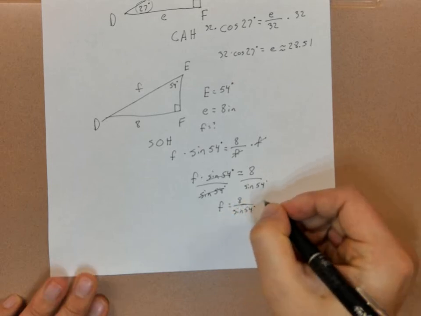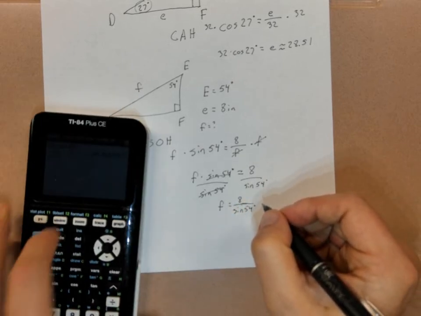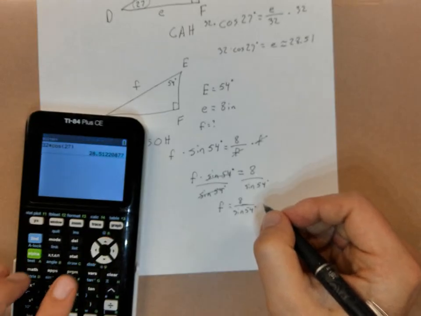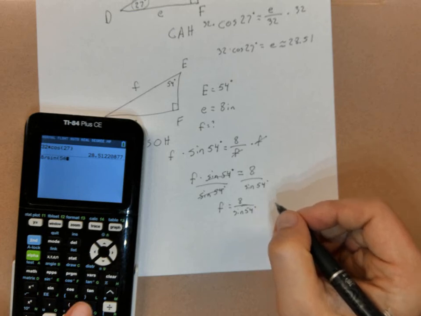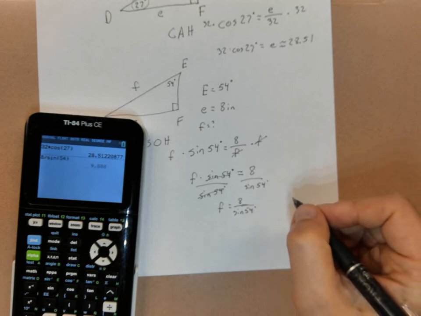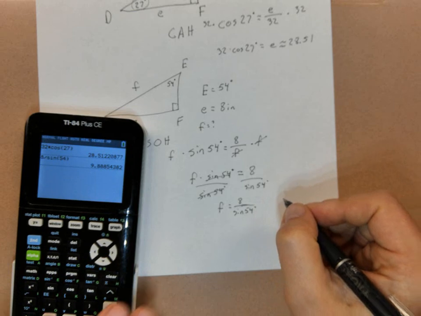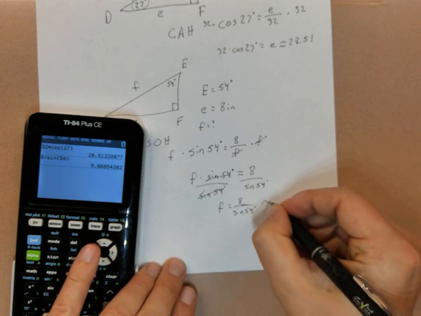Again, just make sure your calculator is in degree mode. So if I bring my calculator back here, now I want to do 8 divided by the sine of 54. And you should get 9.89, we'll say.